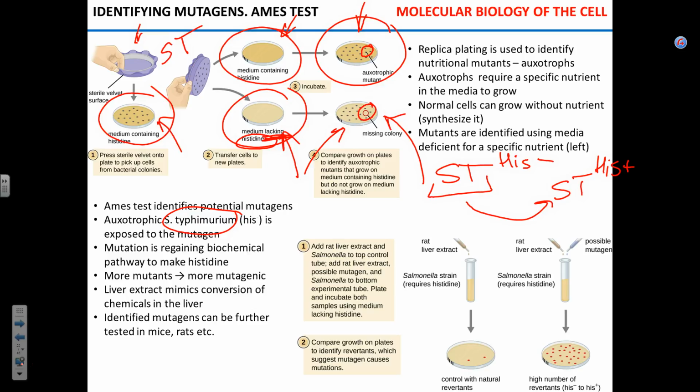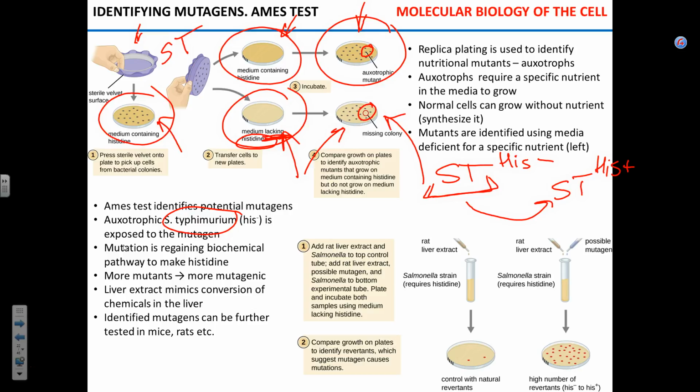Does it? That's okay. So mutagen will cause the reversion, because it's also a mutation. For this guy, being histidine negative is the new normal. Does that make sense?